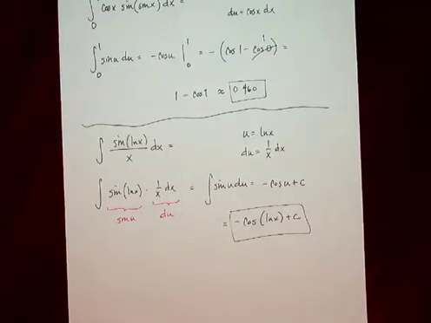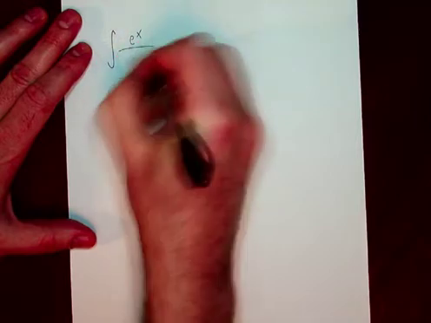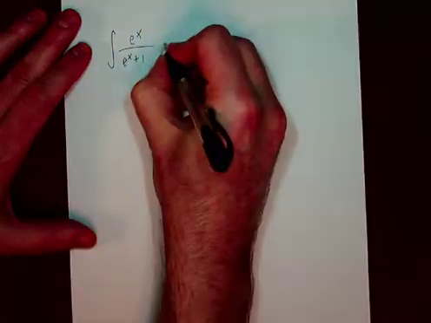Alrighty, this next one will hopefully be kind of fun. How about, wrong pen, e to the x over e to the x plus 1 dx.